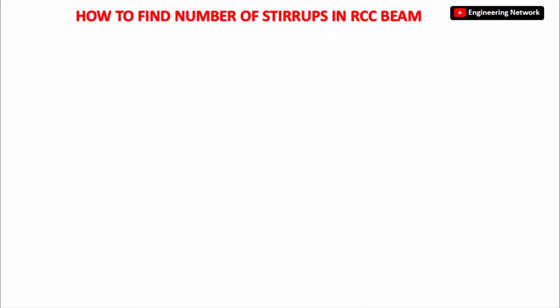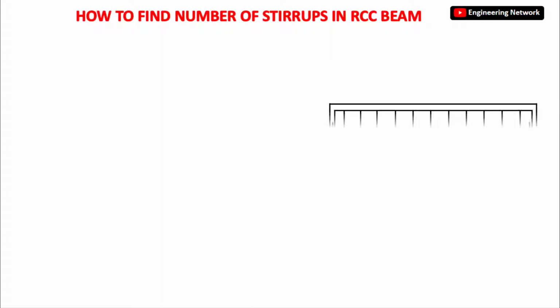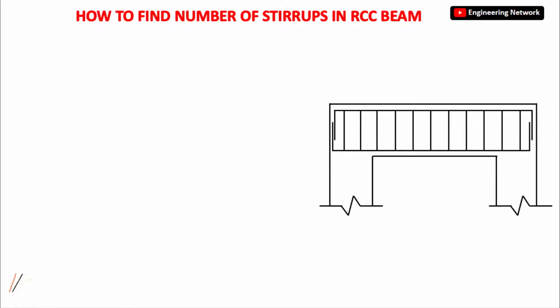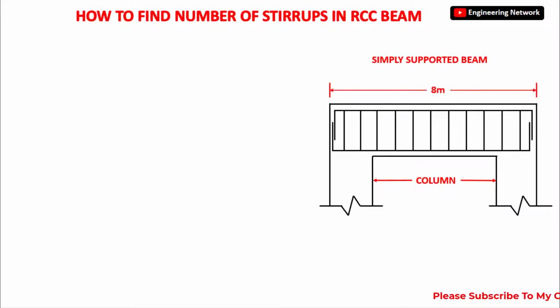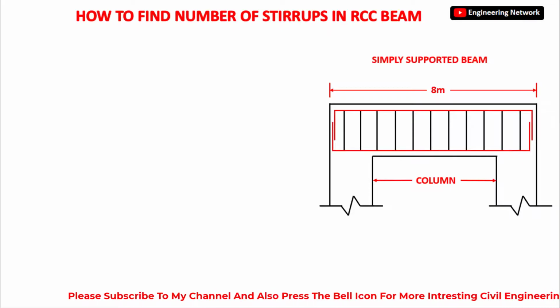So let's start. The topic for today's video lecture is how to find the number of stirrups in an RCC beam. Now let's suppose I have a reinforcement plan of an RCC beam, as you can see on your screen. According to this plan, it is a simply supported beam with two columns at both ends as the support. The length of this beam is 8 meter, and if you look at the reinforcement of this beam, it has 4 main bars of 16 millimeter dia.